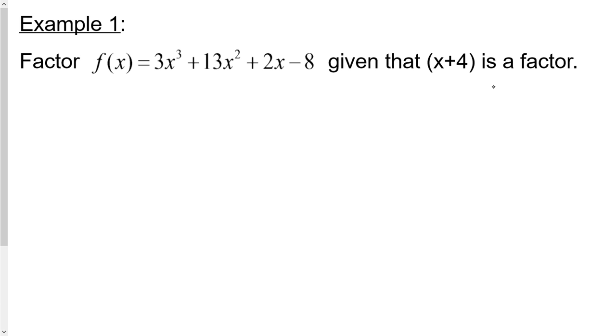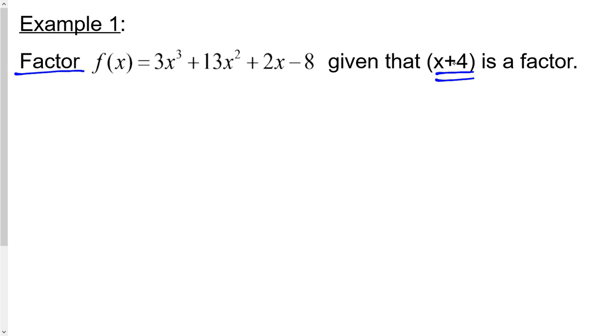All right, in example 1, it says factor f of x equals 3x cubed plus 13x squared plus 2x minus 8, given that x plus 4 is a factor, okay? So ultimately, we're trying to write this as a series of smaller polynomials that are all multiplied together. We know that one of those is going to be x plus 4. So if I'm trying to factor all of this, I need to do some synthetic substitution or division.